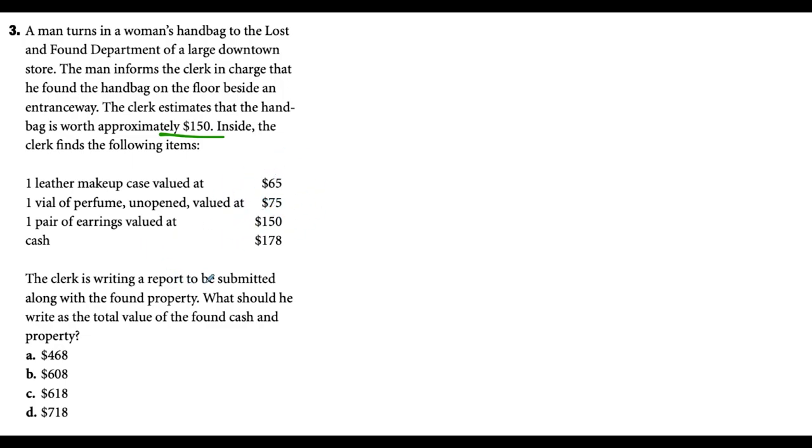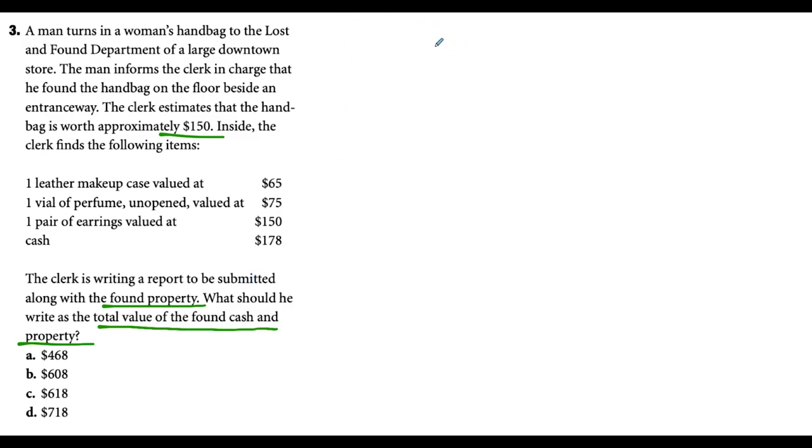But the clerk is writing a report to be submitted along with the found property. So what should the clerk write as the total value of the cash and property combined? What this question is asking for is just how much is all of this stuff worth so that the clerk could write an accurate report. These word problems, you could read them carefully, but if you have to move quickly, you kind of just want to get into the real question, which is what is the total value of everything?